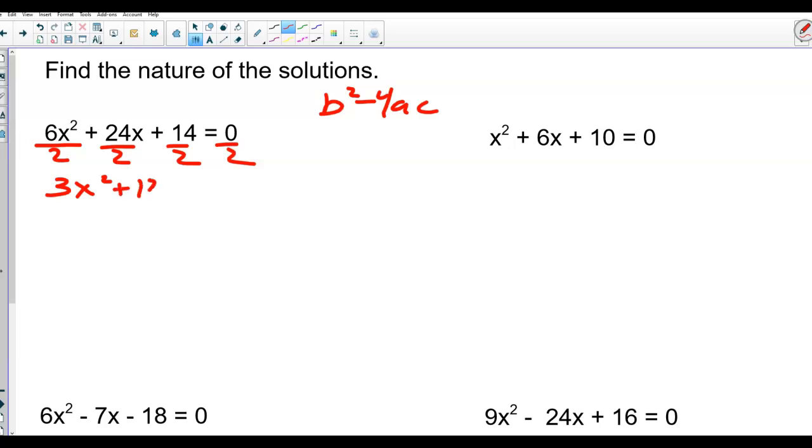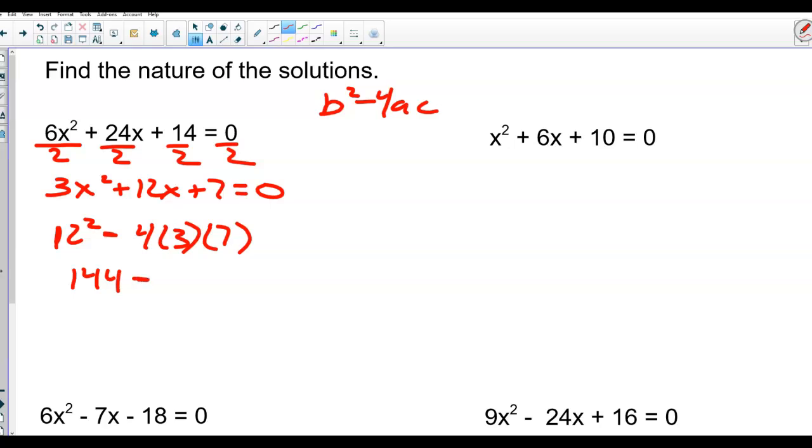3x squared plus 12x plus 7. 12 squared minus 4 times 3 times 7. That's 144 minus 84. 60 is greater than 0. It's not a perfect square. So 2 real solutions.